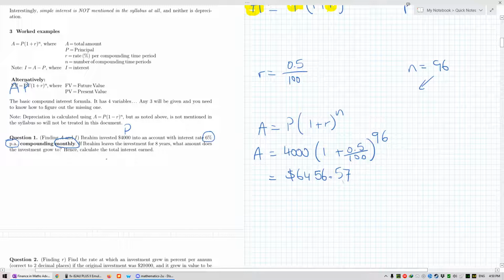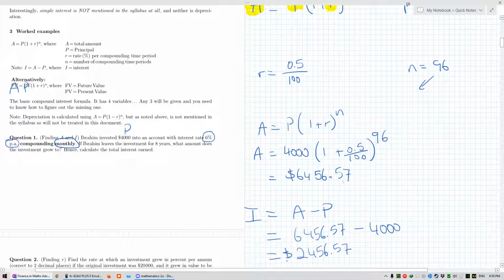Alright, now that's what amount the investment grows to: $6,456.57. Hence calculate total interest earned. Well, we started off with 4,000, right? So I is going to equal A minus P if you want to use the formula. P is the money you start with. And so it's going to be 6,456.57 minus the $4,000 you started with, leaving you with $2,456.57. Okay, so yeah, pretty straightforward.